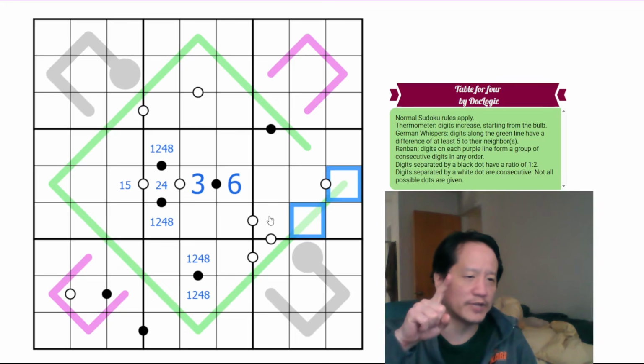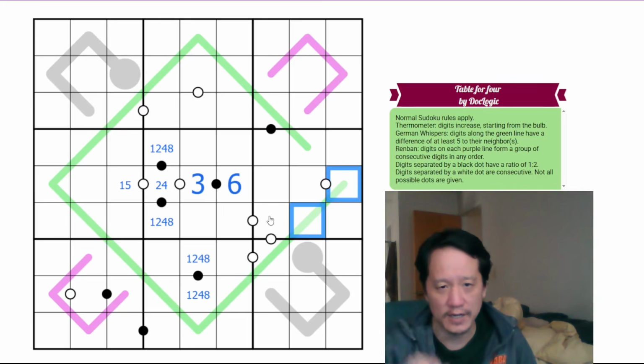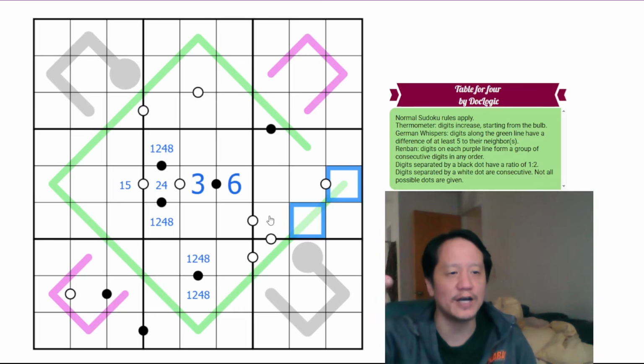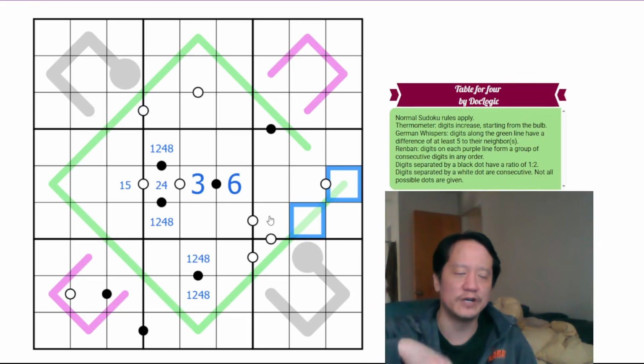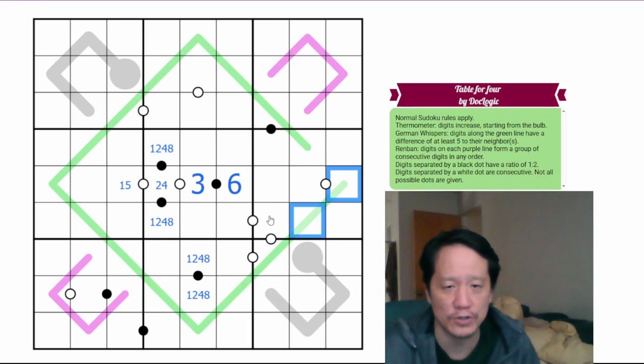Well, 1 can be next to 6 through 9, 2 can be next to 7 through 9, 3 can be next to 8 or 9, and 4 can only be next to 9, which are all high digits. So a low digit has to be next to a high digit, and it works the same way for high digits. High digits can only be next to low digits. 6 can be next to 1, 7 can be next to 1 or 2, 8 can be next to 1 through 3, and 9 can be next to 1 through 4, which are all lows.